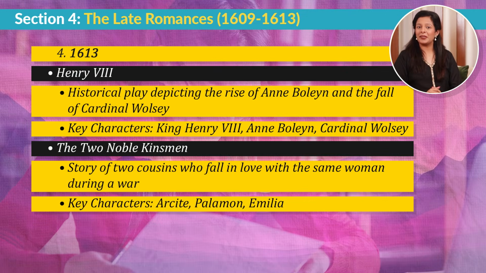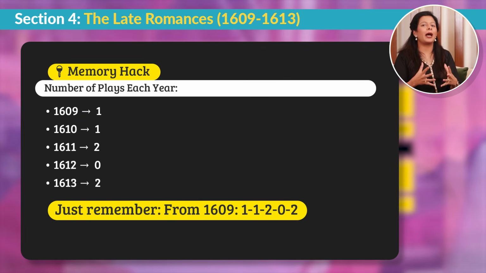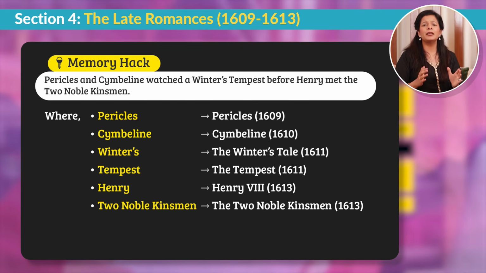The trick to remember these last 6 plays is the phrase, "Pericles and Cymbeline watched a winter's tempest before Henry met the 2 noble kinsmen." The years again are simple enough to remember, starting from 1609, 1, 1, 2, 0, 2 for the number of plays each year. And that's it, all 38 of Shakespeare's plays in sequence, under your grasp.